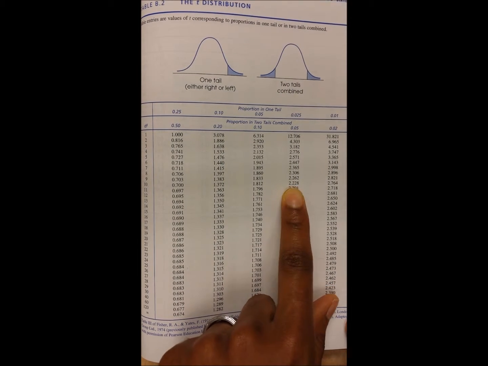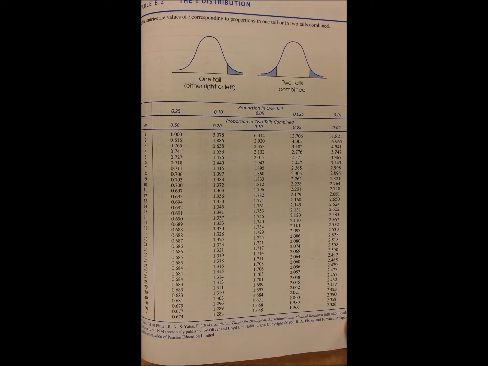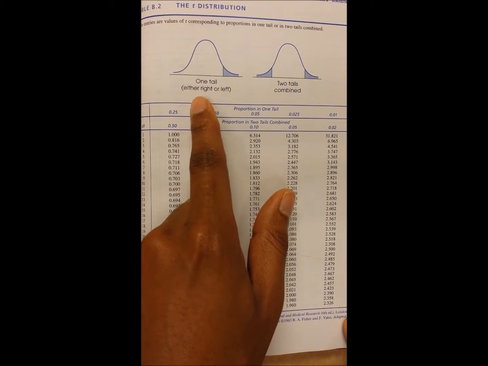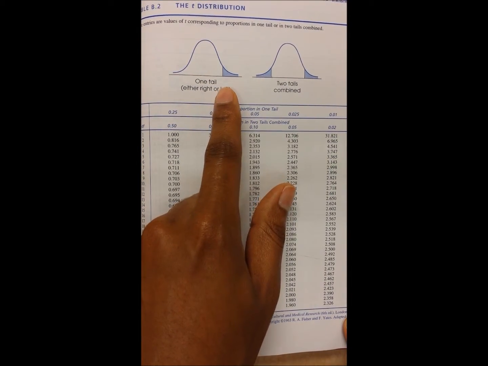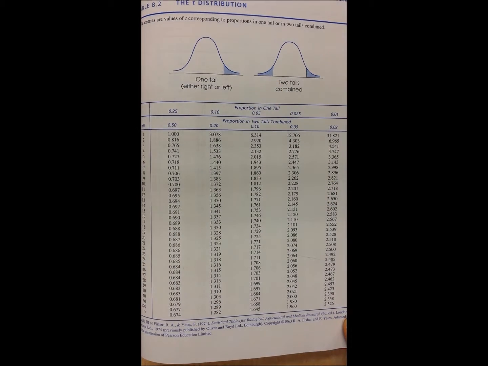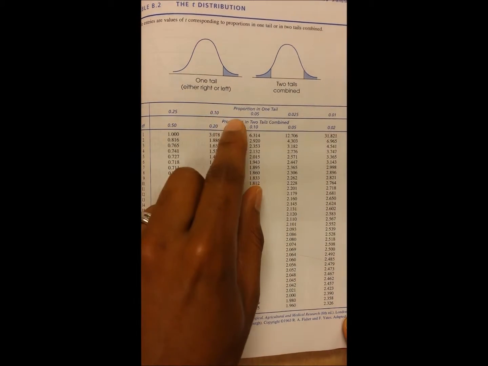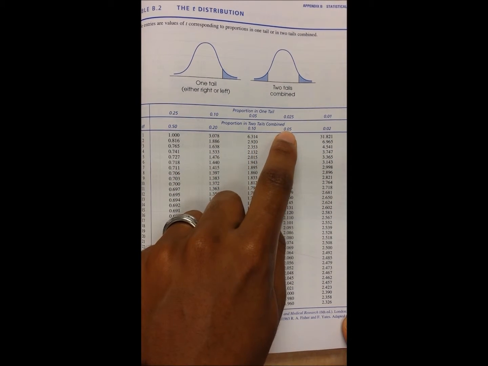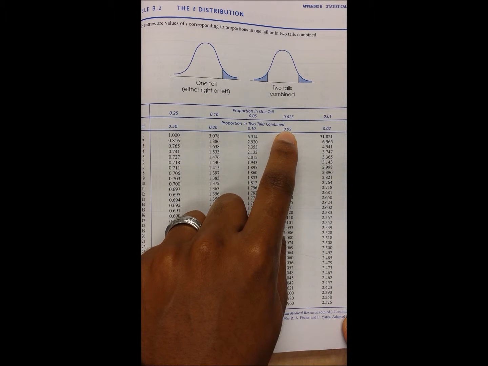Okay, so let's backtrack. What did I do? First, I asked myself, is this a one-tailed test or a two-tailed test? What does that mean? You have these diagrams up here to remind you. One-tailed, we're just looking at the proportion in one tail. Two-tailed, we're looking at both tails. That's given to you in your problem. I decided it was a proportion in two tails test, and an alpha level of 0.05 was given to me.